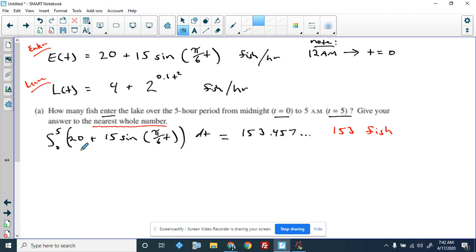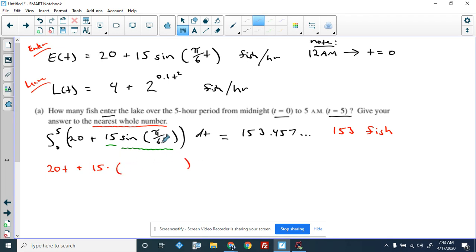All right, so here we go. Integral of the sum, what is that? Integral of the sum is the sum of the integrals. So a function whose derivative is 20, that's going to be 20t, okay? And then now plus, how do I integrate this? Well, I have a constant times a function. So the integral of a constant times a function is going to be the constant times the integral of the function.